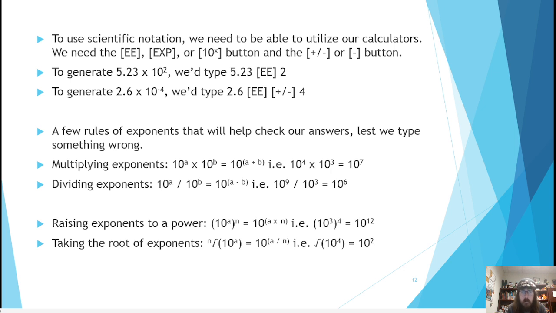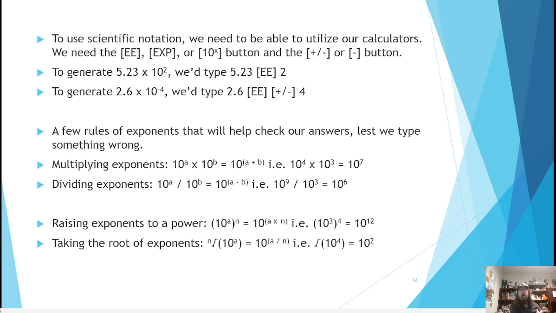Now, the reason we want to use the EE instead of times 10 to the whatever number is that if you forget to put in the proper parentheses, you could multiply when you mean to divide or divide when you mean to multiply. One way to avoid that is to use the EE button, which purposely links these two together.